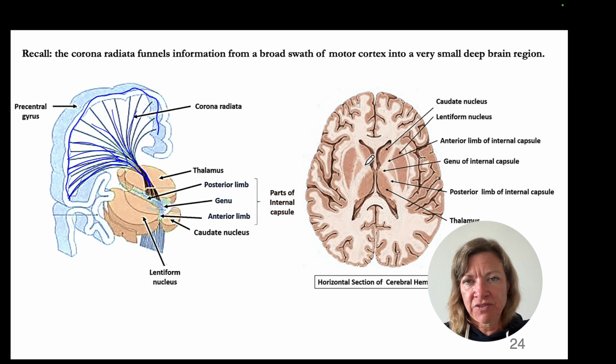And so we've got the parts of the internal capsule here. This is the anterior limb of the internal capsule, the posterior limb of the internal capsule, and this little bend in the middle, the bendy portion, is the genu of the internal capsule. So that is the internal capsule in a horizontal section.